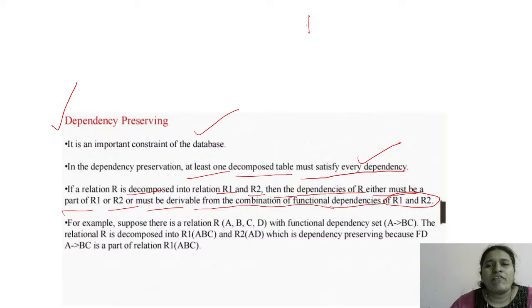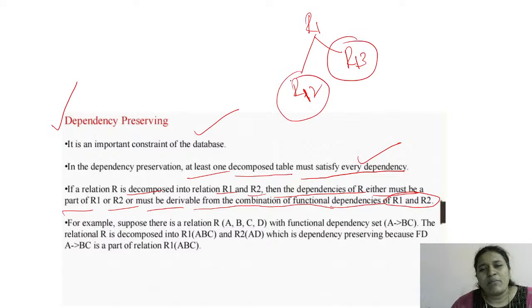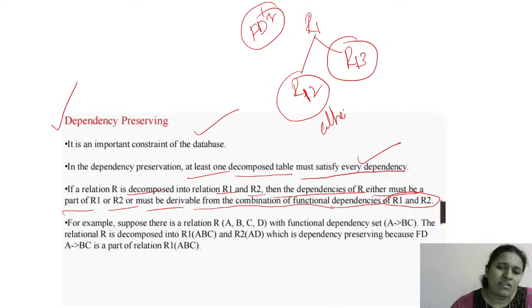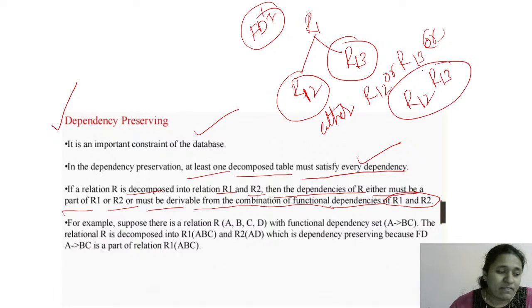Suppose a relation is decomposed into R1, R2, R3. That means all the FDs of R should be present in either R1, R2 or R3, or we have to derive them from R1 to R3. Then only it is dependency preserving. Otherwise, it is not dependency preserving.